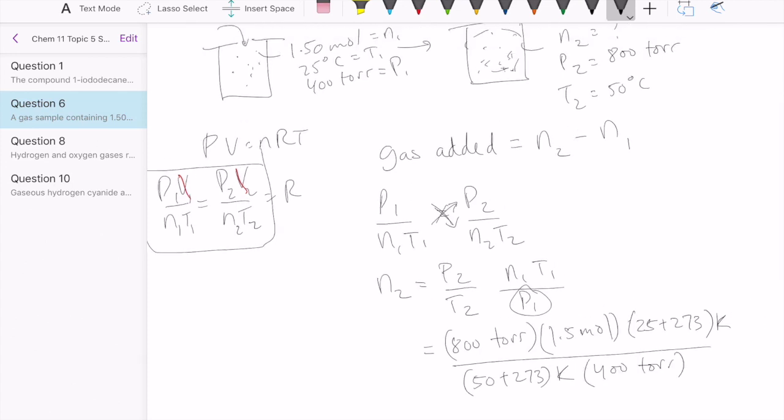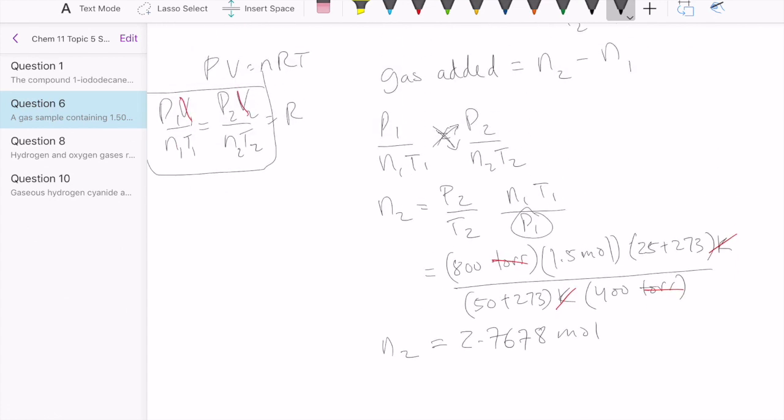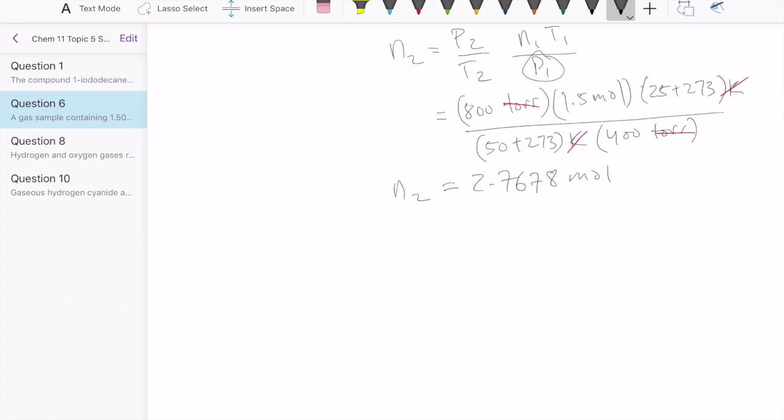Okay? And you can see that the units torr and Kelvin cancel, so you're left with number of moles as the final unit, and the answer ends up being 2.7678 moles. Now remember, that's N2, so the number of moles of gas added is going to be N2 minus N1. So we're going to take 2.7678 moles minus 1.5, and that gives us 1.2678 moles, or if we round it, it'll be 1.27 moles.